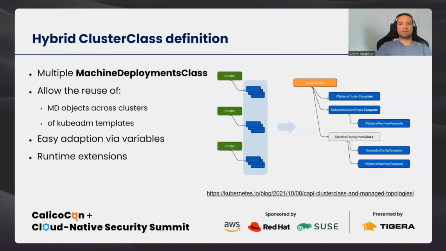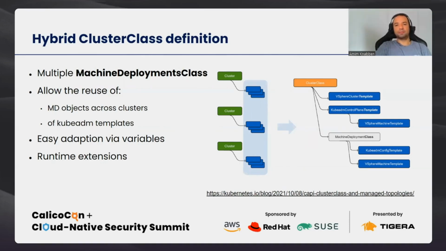Going further, Cluster API can provide a ClusterClass definition. What is the evolution of a cluster definition? The advantage of ClusterClass is that you can have multiple machine deployment classes. It allows you to reuse the MachineDeployment objects across different clusters, as well as the kubeadm templates. It's easy to adapt via variables, and easy to extend via runtime extensions and patching lines. The main goal is to have a hybrid cluster with machine deployment classes, via a ClusterClass that can be defined and reused in different places.